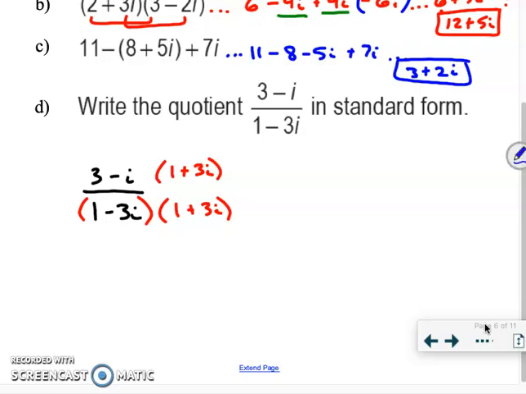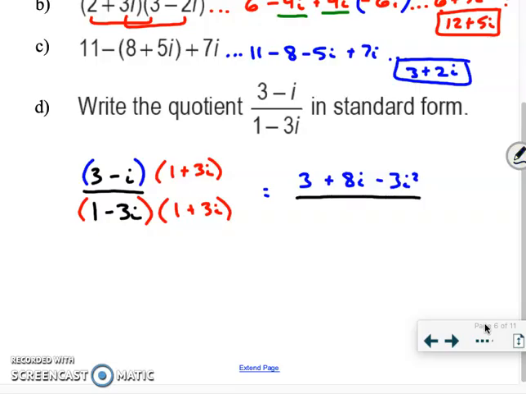On the top, there's really no way around it. We have to do the FOIL method. In multiplying, first, 3 times 1 is 3. Outside, 3 times 3i is 9i. Inside, negative i times 1 is negative 1i. 9i minus 1i is going to be positive 8i. And then our last term, negative i times 3i is going to give us negative 3i squared. Again, now this is all over.